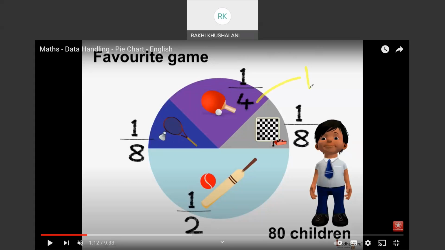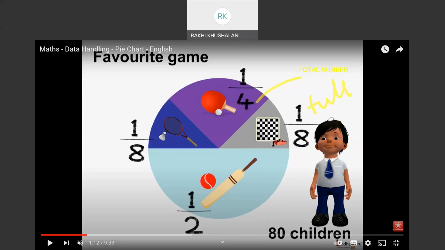तो ये जो पूरा सर्कल है, it represents the full. Not 100, I shouldn't be writing 100. I should write it represents the total number, or we can say full strength. Total number will be a better version to say.